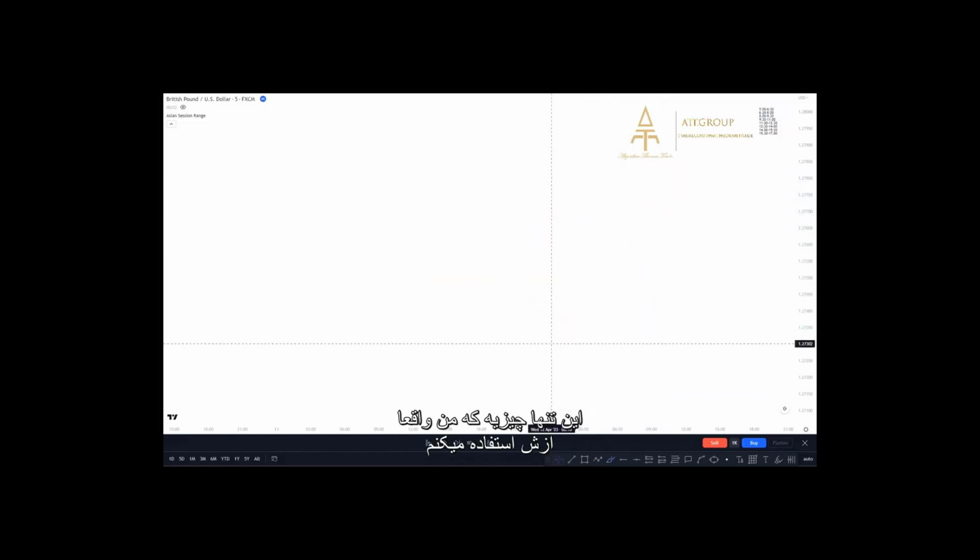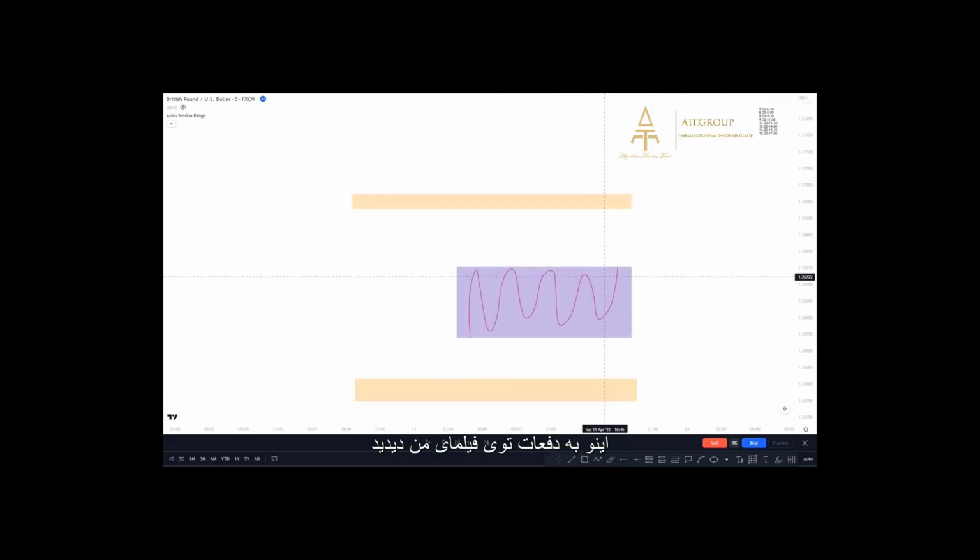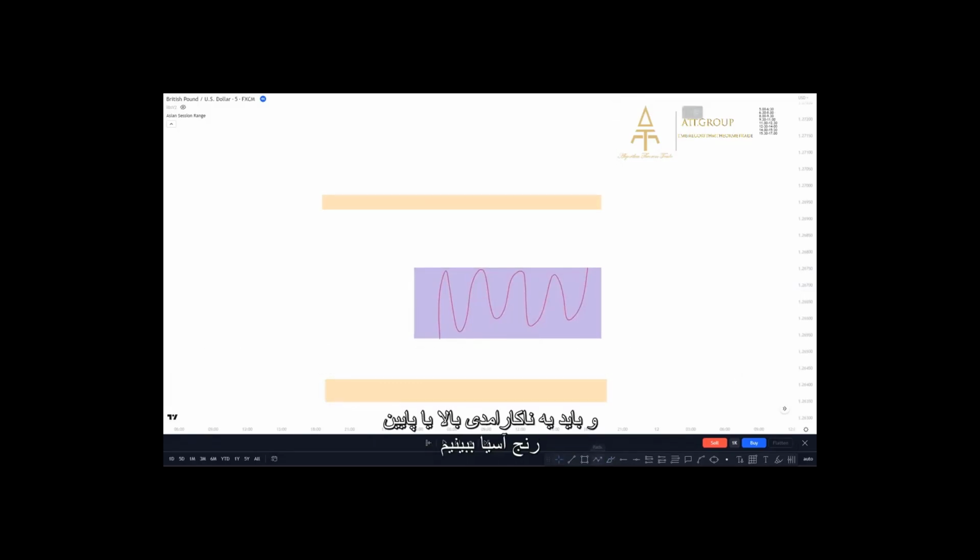So this is the only thing that I'm really using, and I'm also using Asia session. You might have seen it many times in my videos. So we got Asia build up, and we need to see IPA below or IPA above the Asia buildup. So this is my entry model. It's happening every single week.